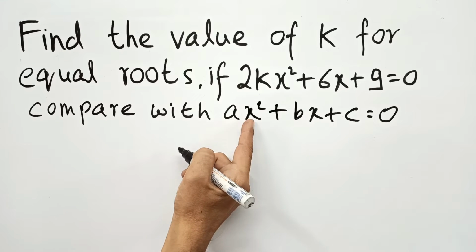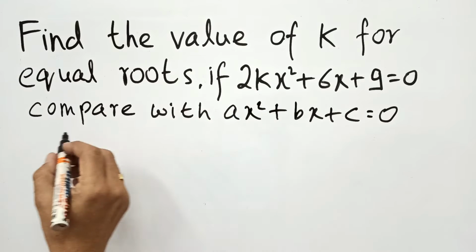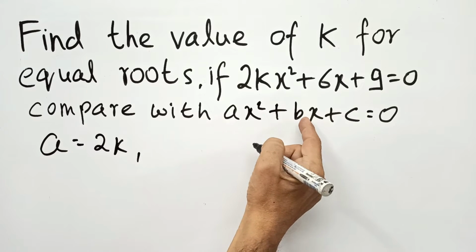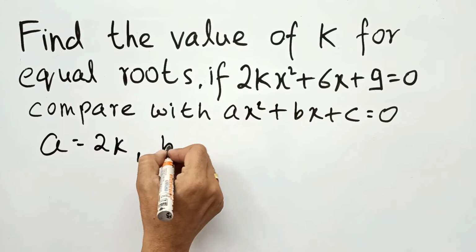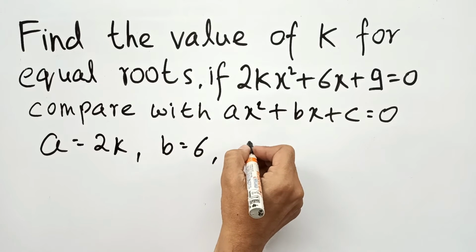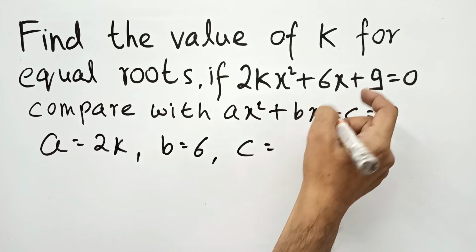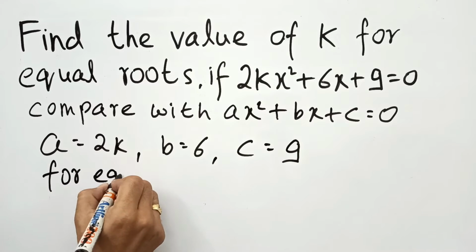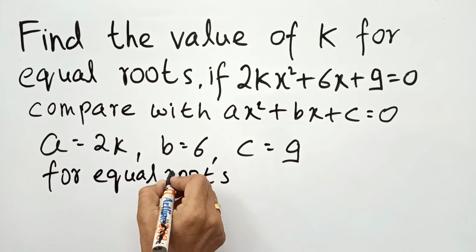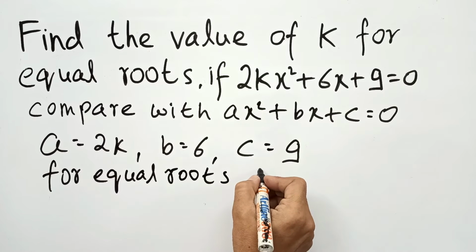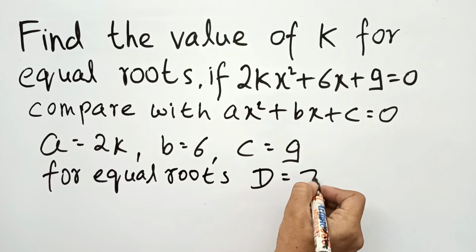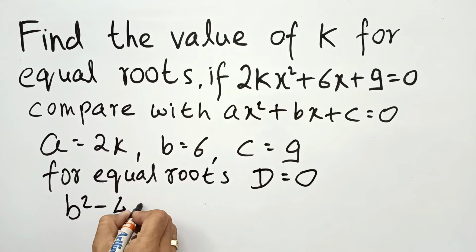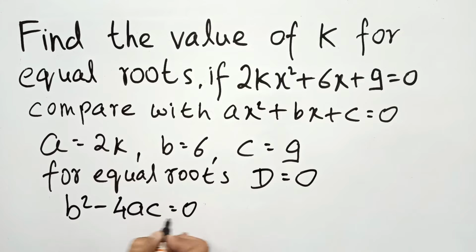So compare: x square coefficient is 2k, so a is equal to 2k. b, coefficient of x, is 6, and c, constant, is 9. For equal roots, the condition is discriminant should be 0. Discriminant means b square minus 4ac is equal to 0.